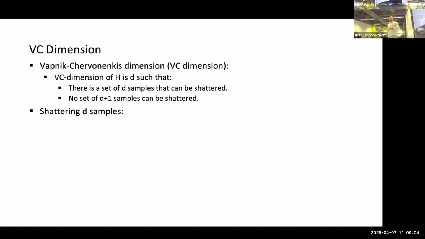And shattering is just, if I want to shatter D samples, I have to be able to generate all the 2 to the D possible labelings, right? So it's binary classification with 2 to the D labelings. If they can all be realized by some H in the hypothesis set, then we say that H shatters the D points.